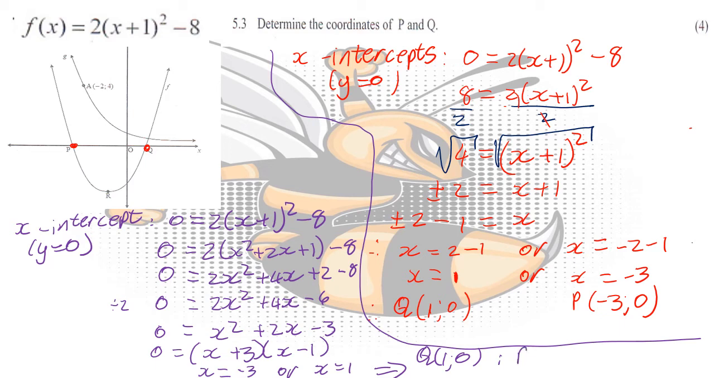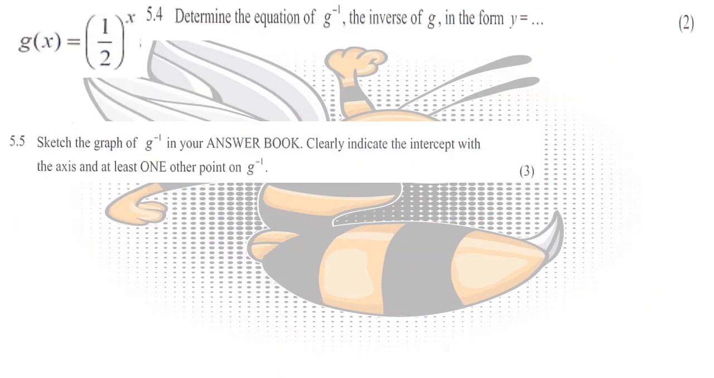And then P is going to be (minus 3, 0). So that was what we needed to do there. Our next question then asks, okay, now we know that g of x is equal to a half to the power of x. So the very first question: determine the equation of g to the power of negative 1, the inverse of g, in the form y equals.